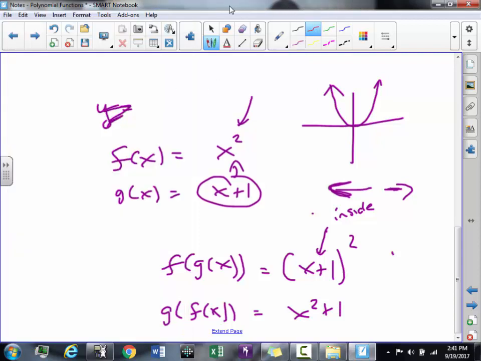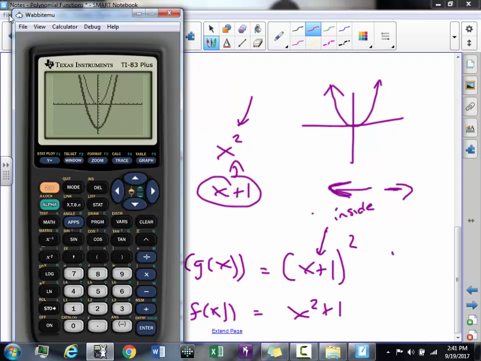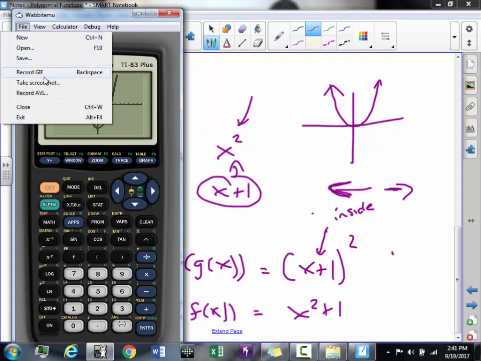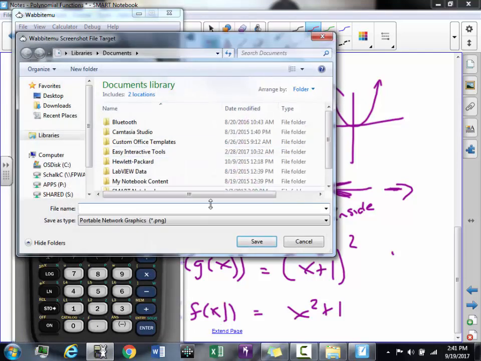Like, if I could, how do I do this? File, screenshot.